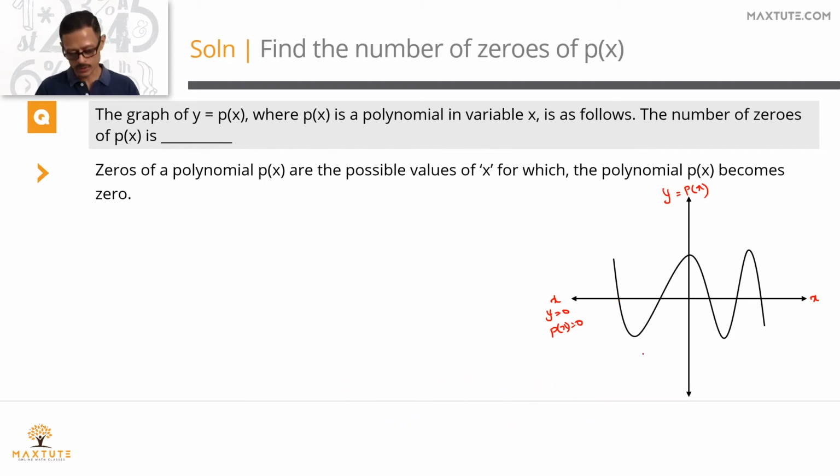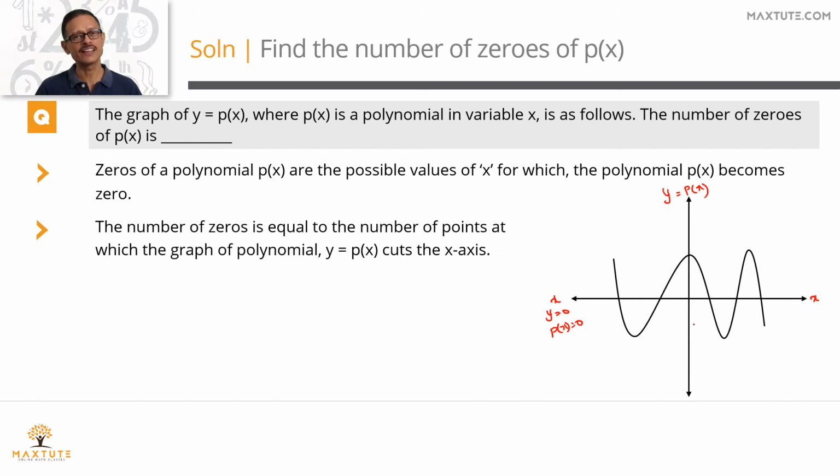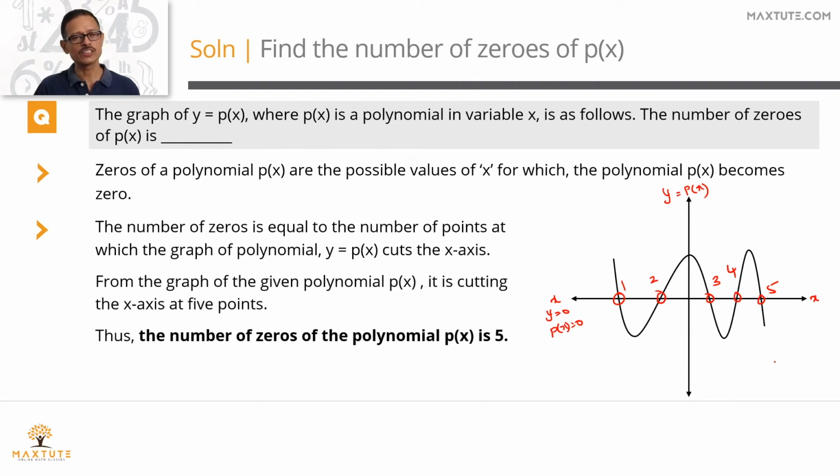What we need to do is find out where all this curve cuts the x-axis. The place where it cuts the x-axis, y will be 0. Therefore p of x will be 0. Let's count it. This is 1, 2, 3, 4, 5. The polynomial that represents this curve will have 5 zeros. That's all it takes. Right?